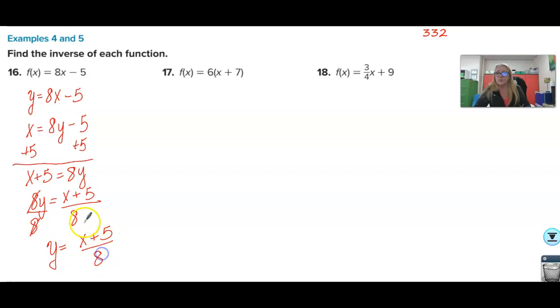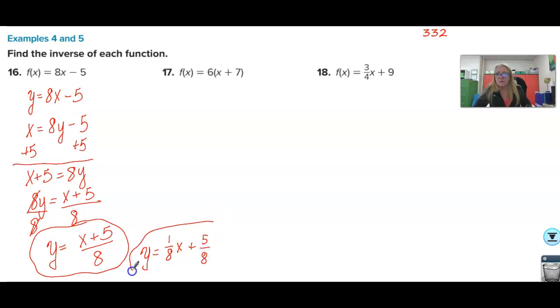And this is an acceptable format in this section. You could write this in a better format. If you wanted to write this in slope-intercept form, then you could go a step further, and this would be y equals 1/8 x plus 5 over 8. This is also acceptable. Both of these are equal to each other.